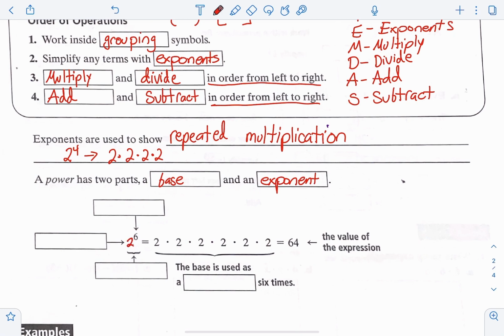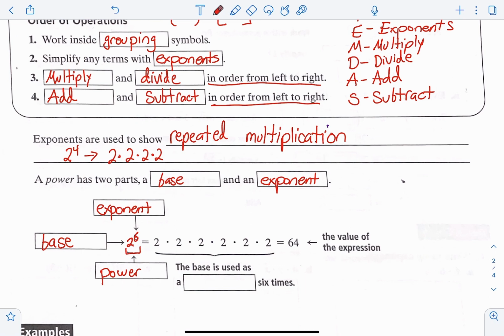So for the example, they have 2 to the 6th. The 2 is the base. The 6 is the exponent. And the whole thing, 2 to the 6th power, or 2 to the 6th, is called a power. So again, the 2 is the base. It's bigger. The exponent is smaller and up to the right. So it's the 6. The whole thing, 2 to the 6th, is called a power.